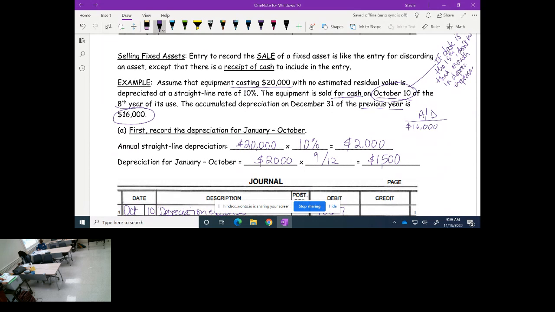Let's see if I can find the exact date. It's just not telling me. In the old book, it tells you what day.